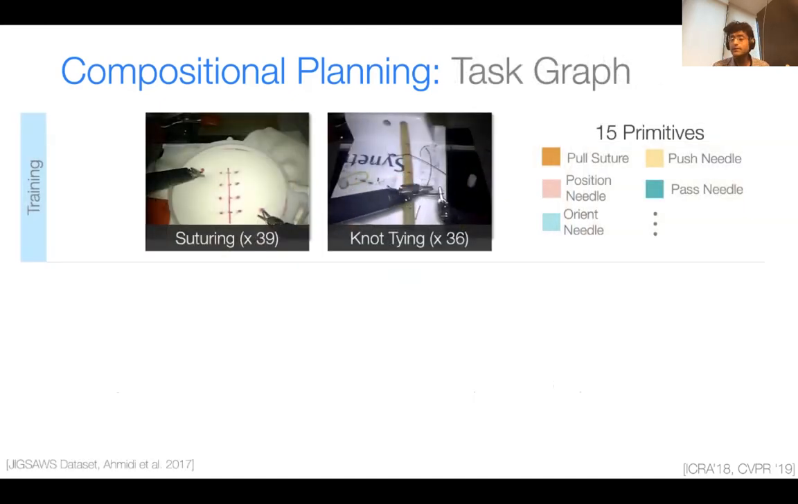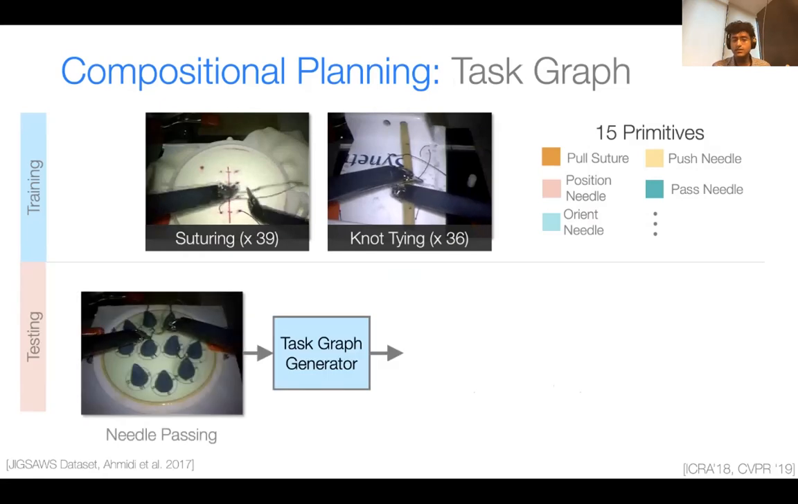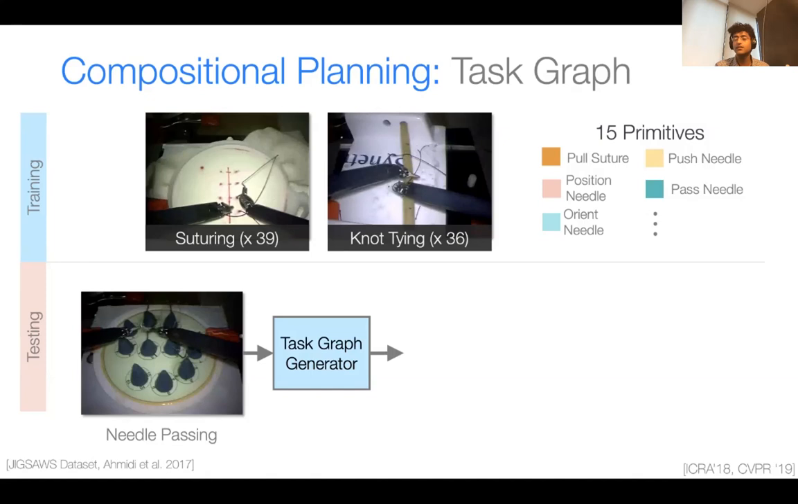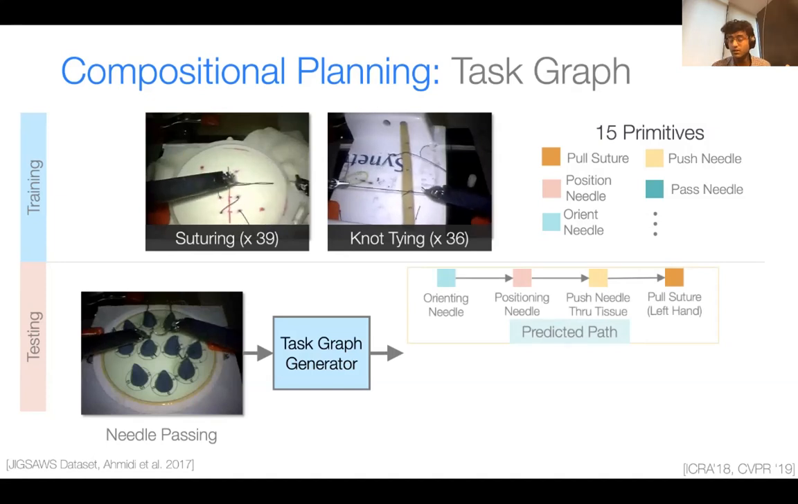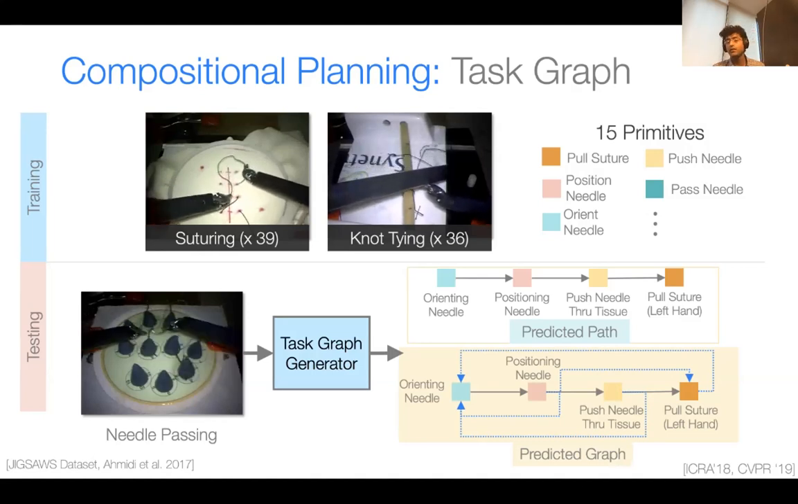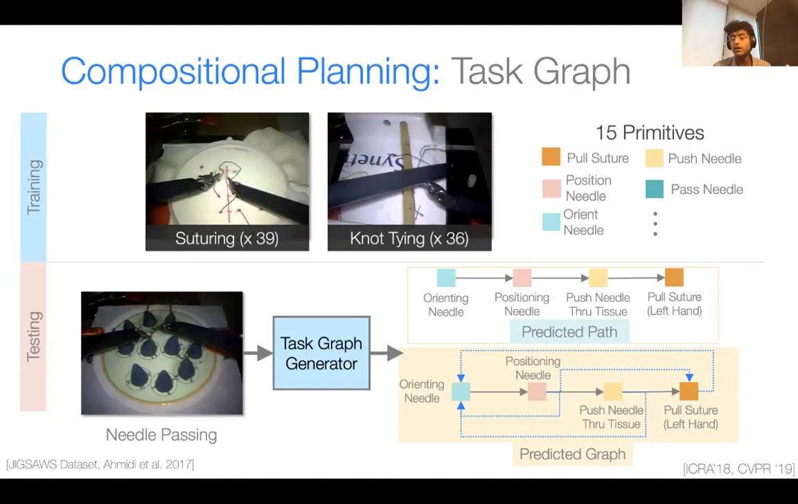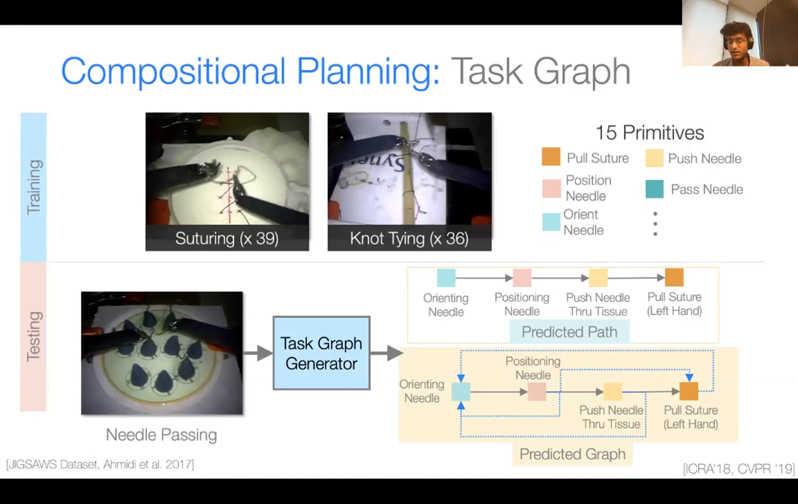In fact, we were able to apply this idea of discovering task graphs in a realistic setting where this is a data set of surgical subtasks, and we applied it to two particular tasks, suturing and knot tying. The world consists of 15 primitives, such as movement, pulling, pushing needles. And we applied it as a test case to a different task of passing needles. These are tasks that are used to train surgeons. And we evaluate the task graph generator in its prediction of the path. And we notice that our model can predict not only a single path as a parser, but actually closed loop sequences such that the system can recover from errors, which is very interesting.